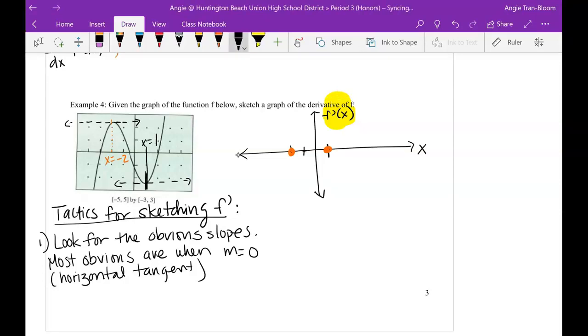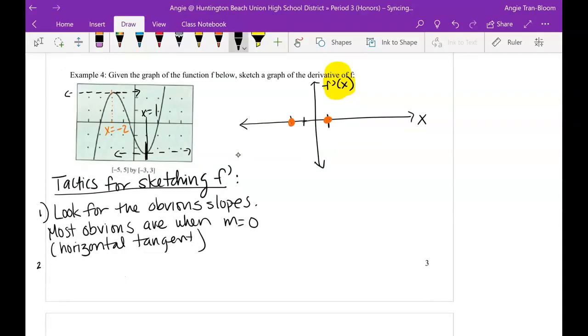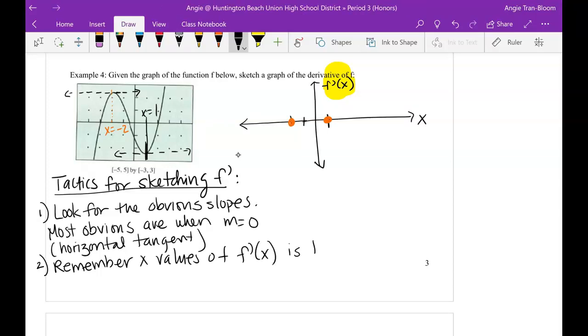Next, what do we do from here? Okay, tactic number 2. Let me just repeat what I just said. Remember, the x values of f prime are the same as the x values in f of x. So the horizontal values are not changing, it's just the vertical values that are changing.